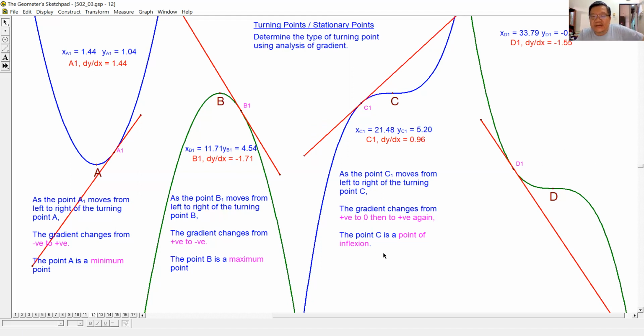Now we look at this d. Oh, now my d disappeared already.